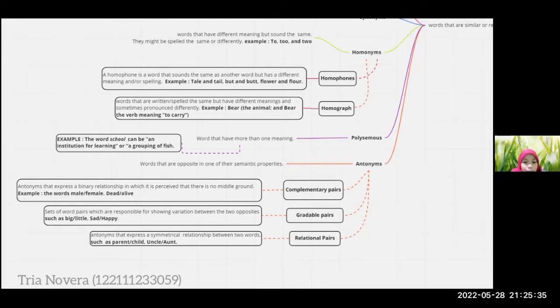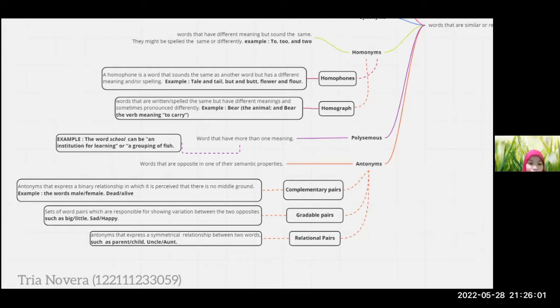And next, polysemous. What is polysemous? A polysemous word is a word that has more than one meaning. For example, the word school can be an institution for learning or a grouping of fish. And next, antonyms.